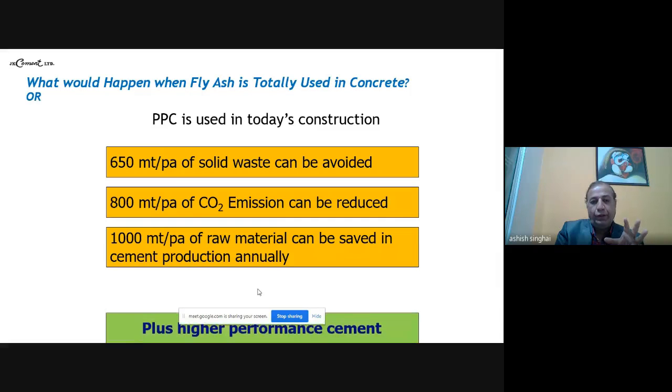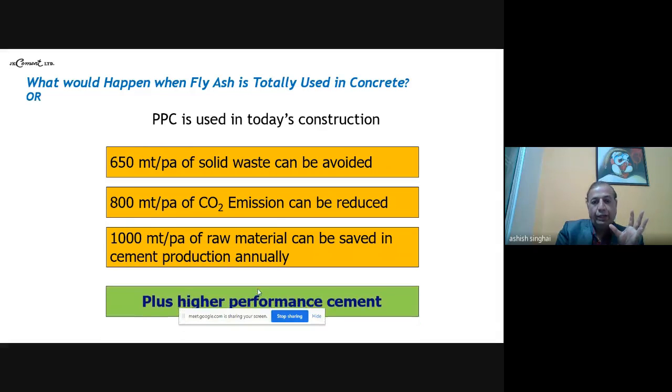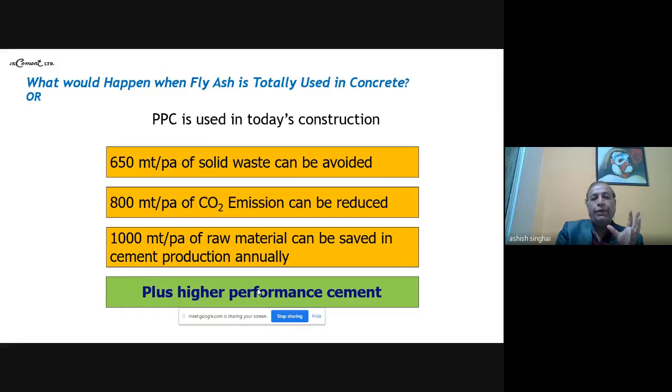With this you can reduce not only carbon dioxide emission, at the same time 650 million tons per annum of solid waste in the form of fly ash can also be reduced.